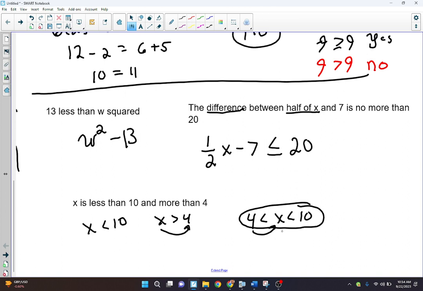How would it be in the word problem? It says 1/2x minus 7. That is half of x. So half of is multiply x and 7. It could be the other way around, like 7 less than half of x. You could say it like that. 7 less than half of x.